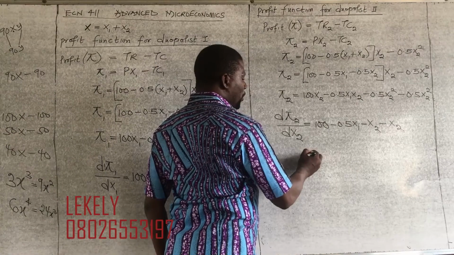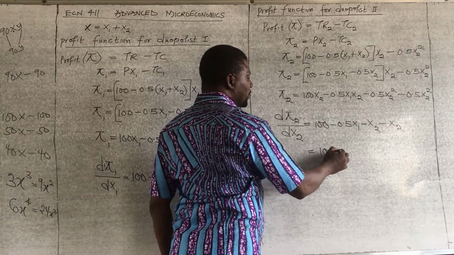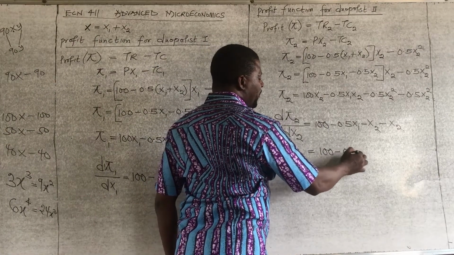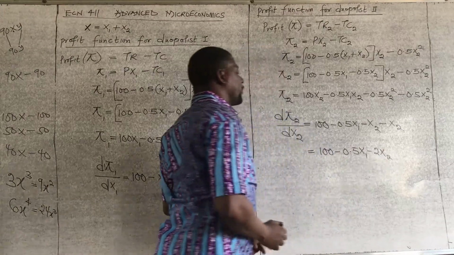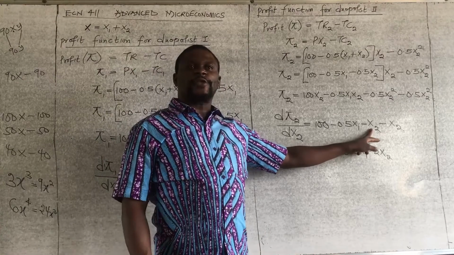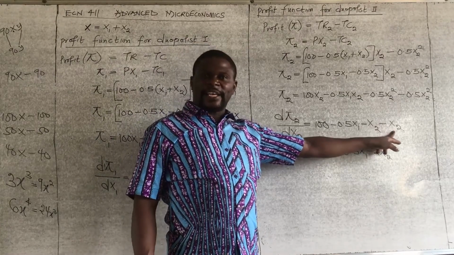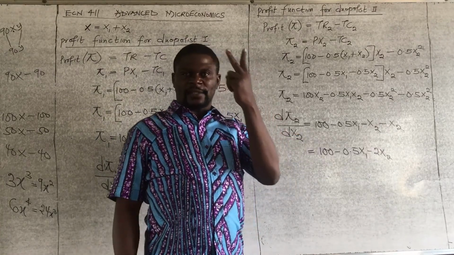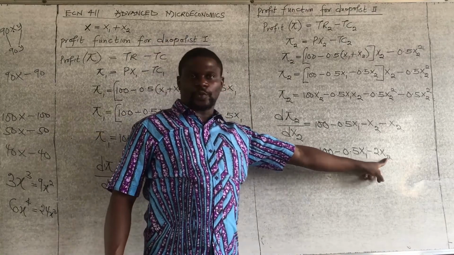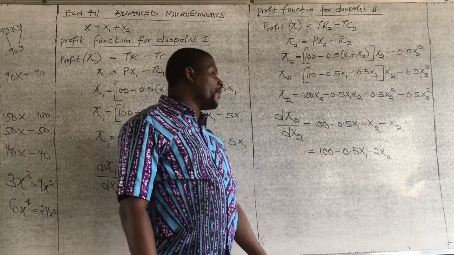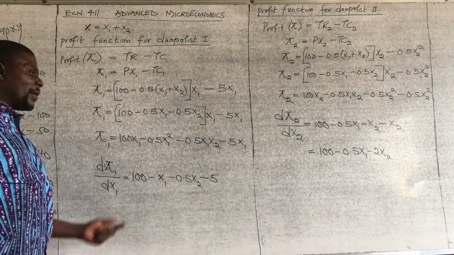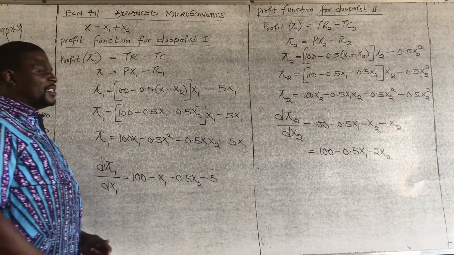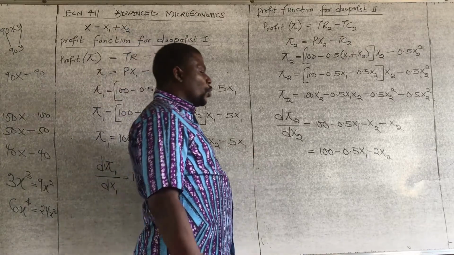So if you want to tidy this up, this one can now become 100 minus 0.5 x1 minus 2x2. You agree? You know this is x2, this is another x2. x2 in two places. That's why I have 2x2. Okay, so this is our profit function 1. This is our profit function 2.